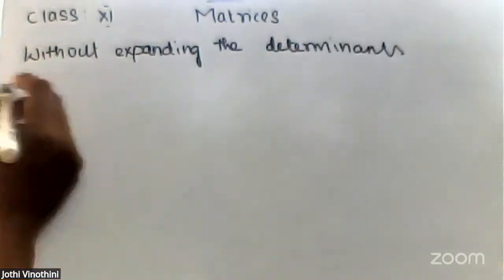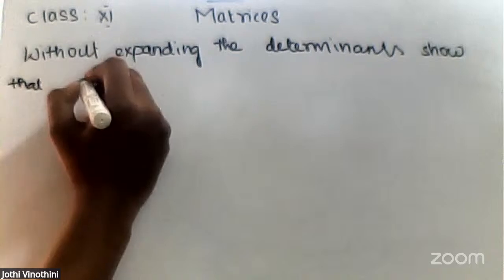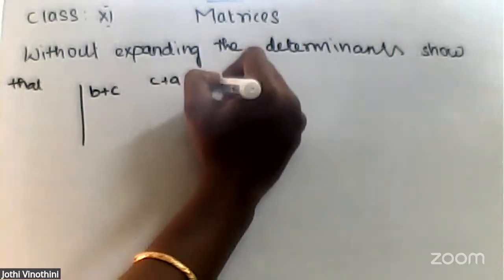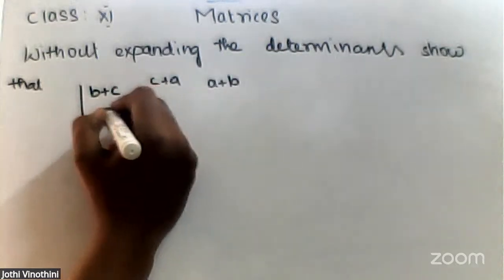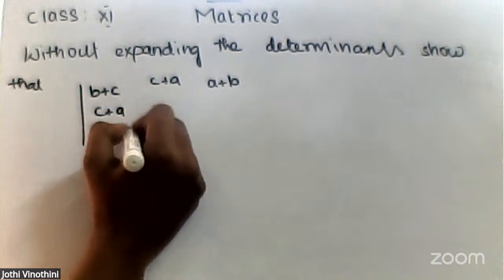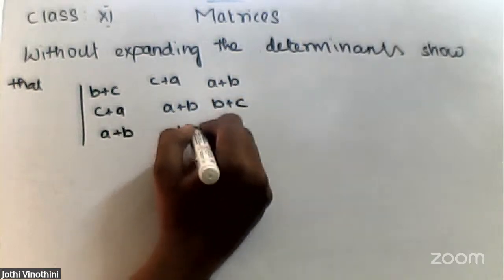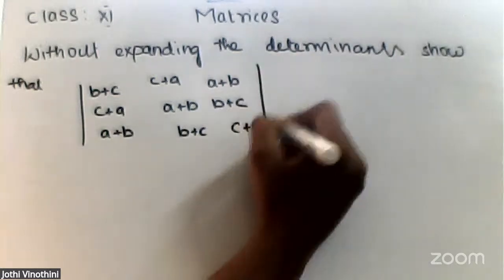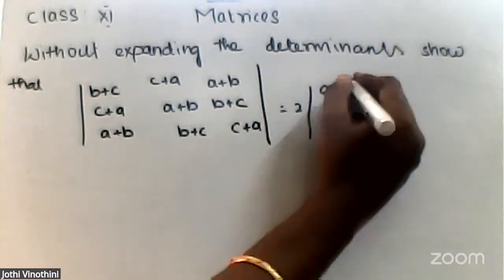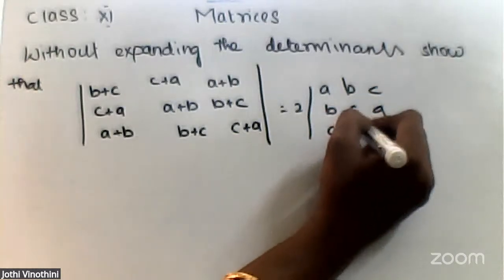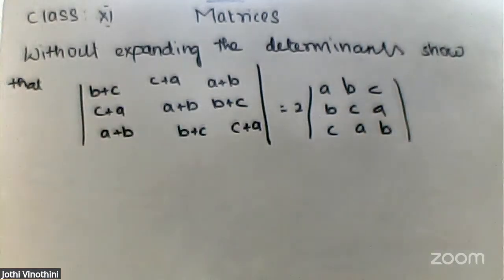Determinants. Show that the determinant with rows b plus c, c plus a, a plus b; c plus a, a plus b, b plus c; a plus b, b plus c, c plus a equals the given expression. So this is the sum we are going to do now.